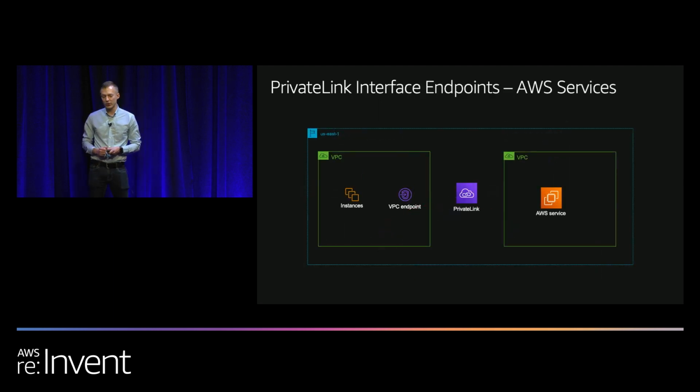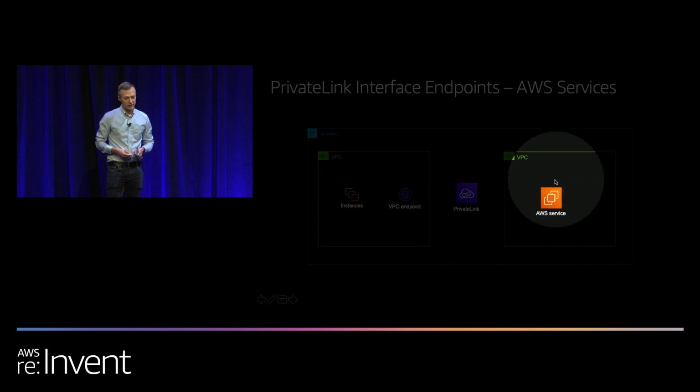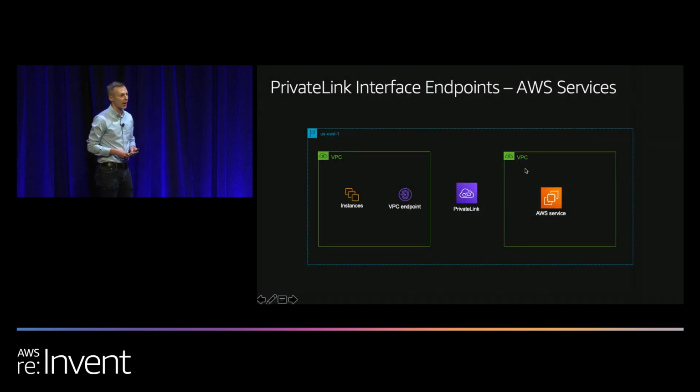There's a few different consumption models, the first of which is AWS services. So typically our AWS services, being a cloud provider, they have public IP addresses and they live out on the public internet. So this works great if you're consuming them from an on-prem environment or you have public connectivity, but we increasingly hear from customers that they want private connectivity into these services. And that's where PrivateLink helps here.